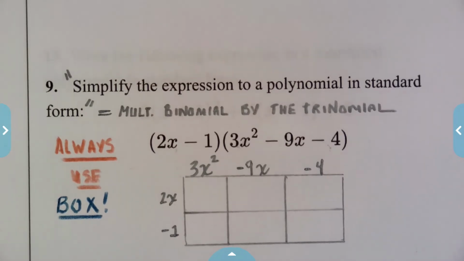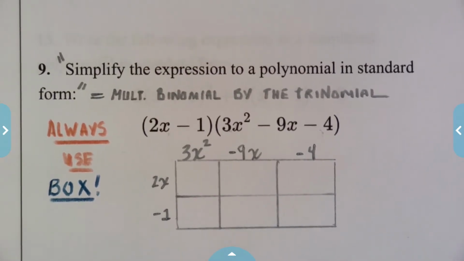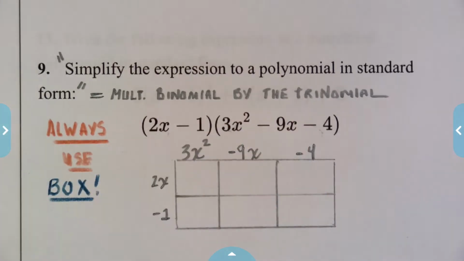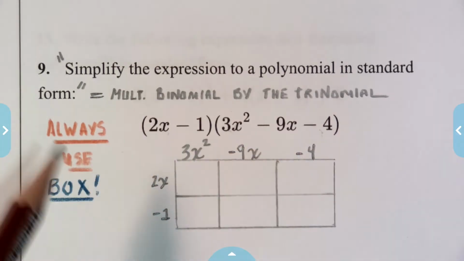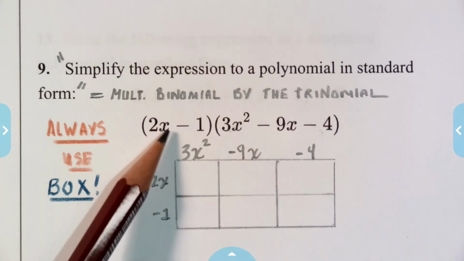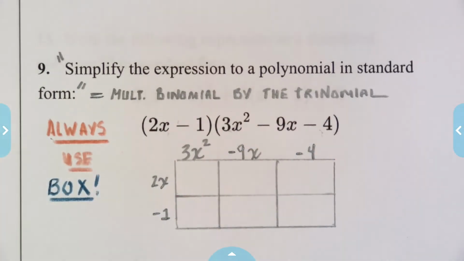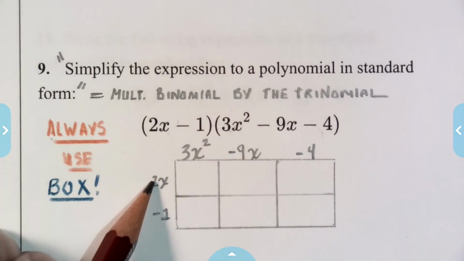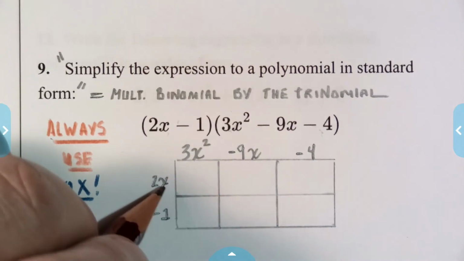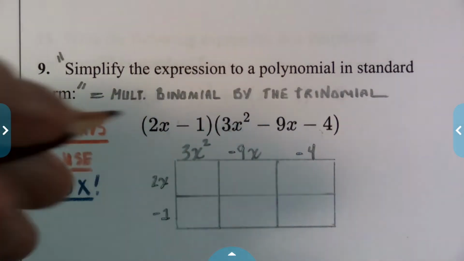Just trust me, you're going to love this box method way more than any other method that someone might show you of drawing a bunch of lines, okay? There's nothing so simple as FOIL when it comes to multiplying a binomial by a trinomial. Use the box. Use the box. Always use the box. Okay, so we've got 2 times 3 and x times x squared. Okay, so I've got 6x cubed.